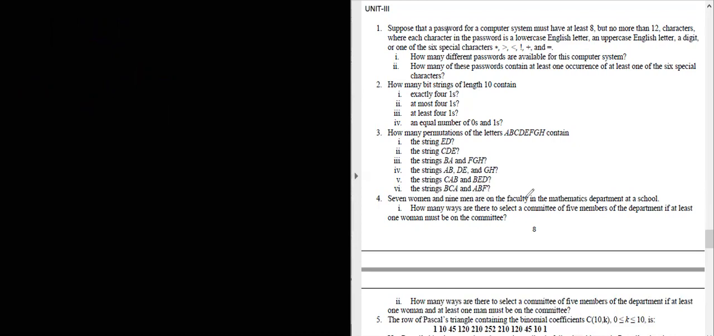7 women and 9 men are on the faculty in the mathematics department at a school. How many ways are there to select a committee of 5 members of the department if at least one woman must be on the committee? For this problem, first and foremost, we have to find a committee of 5 members with at least one woman. The word at least is very, very important. I'll tell you why in a minute.